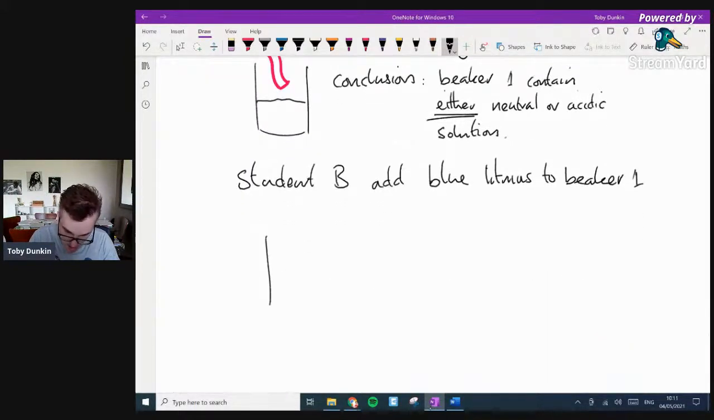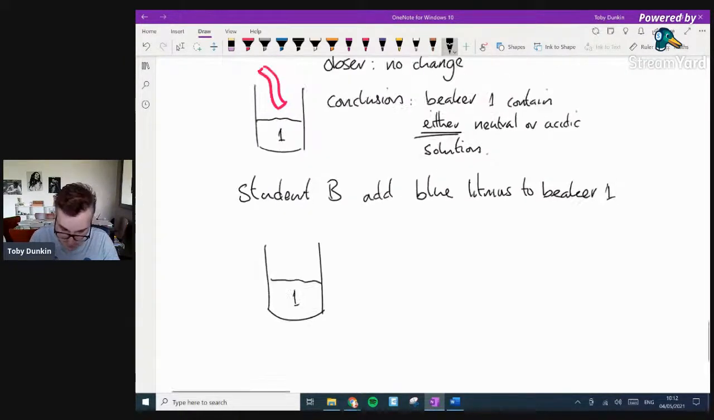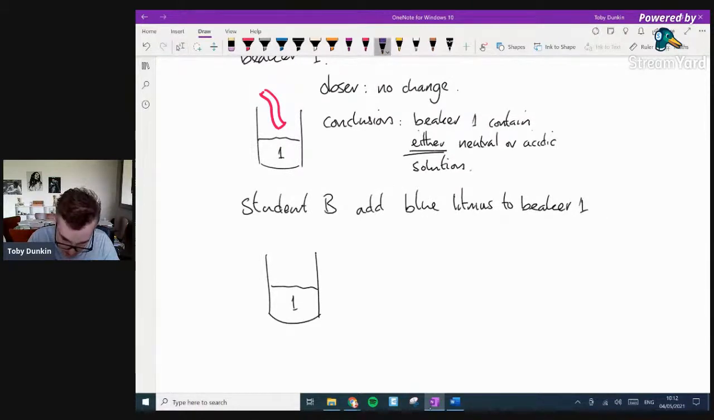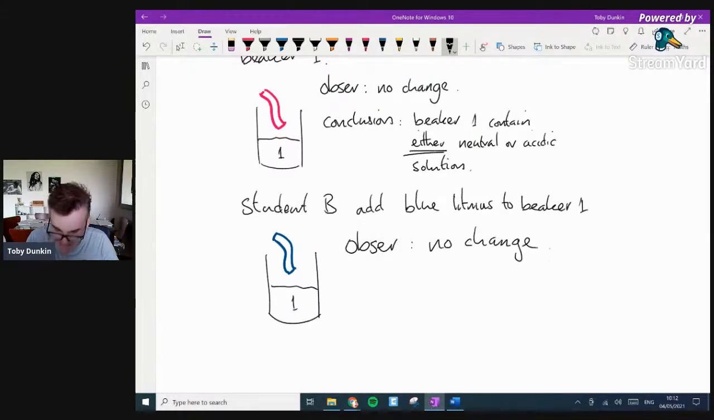Observations, let's draw the picture. So he's still got solution 1. Yeah, one of them added red, the other is using blue litmus paper. Observations, no change. Right, now what can we conclude? Conclusion, solution 1 is neutral. Solution 1 is neutral because neither changed color.